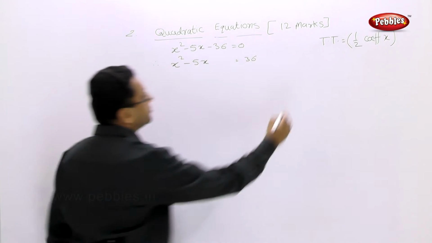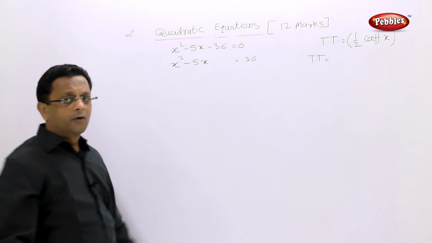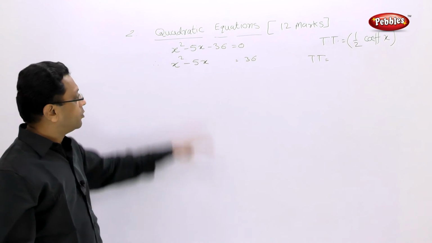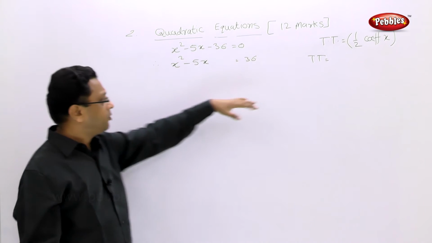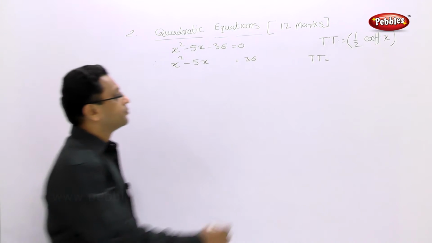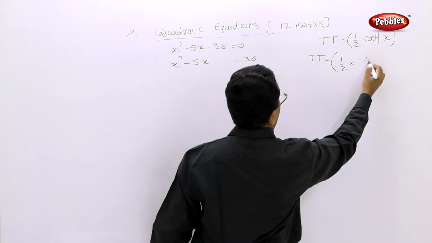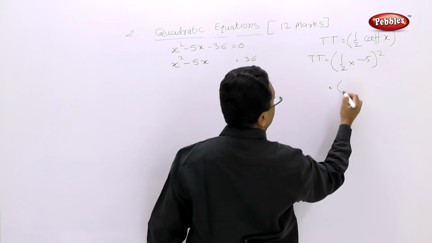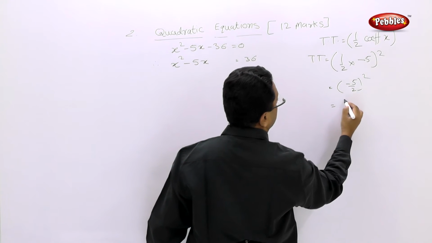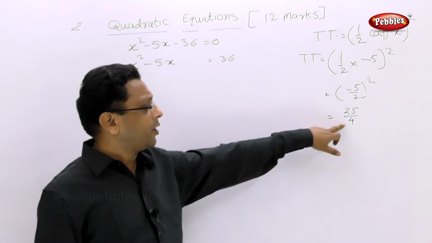What is the third term? You can officially write here. Let us find out the third term. Since I don't have much space here, I am writing it there, but you can write it down. So third term is equal to half into minus 5 bracket square, so it is (minus 5 by 2) bracket square, so it is 25 by 4. We get the third term as 25 by 4.